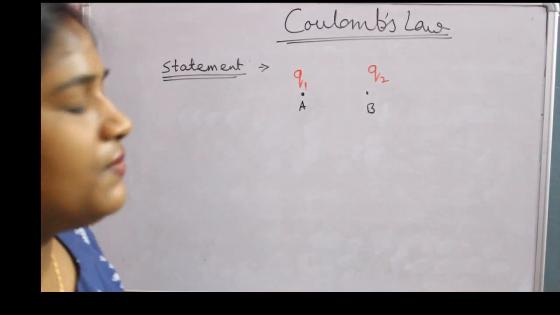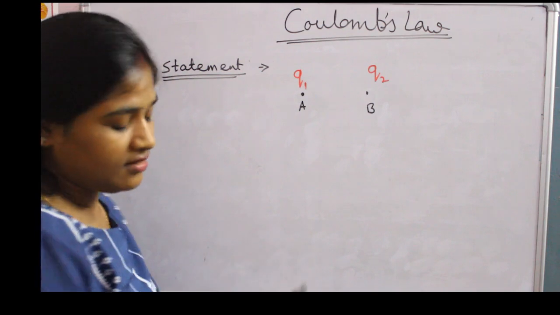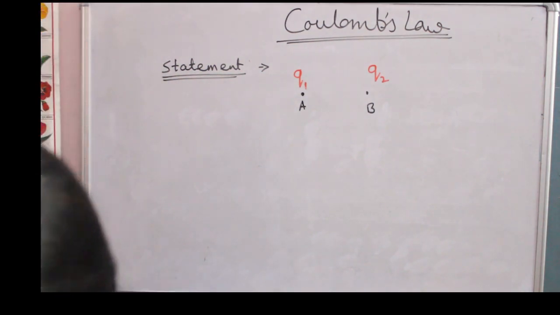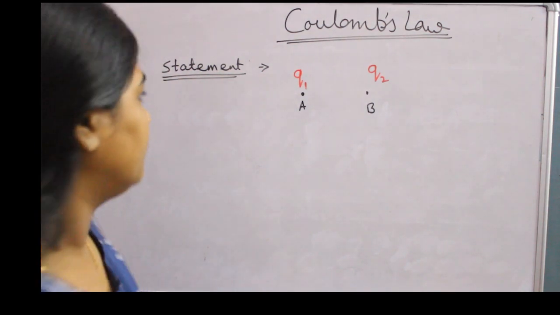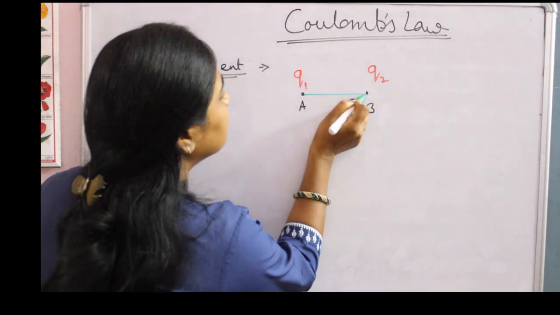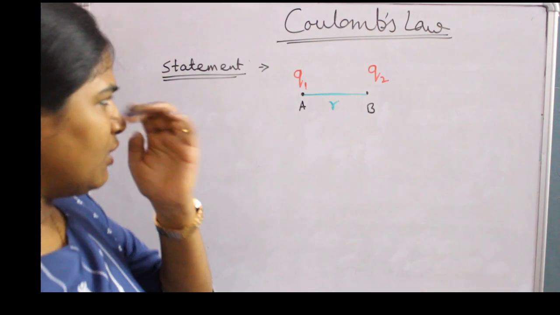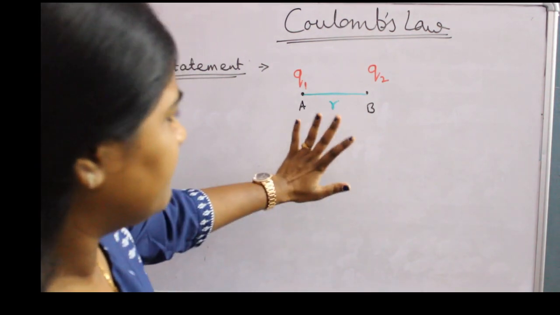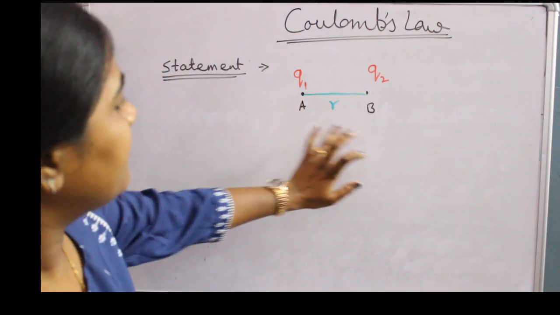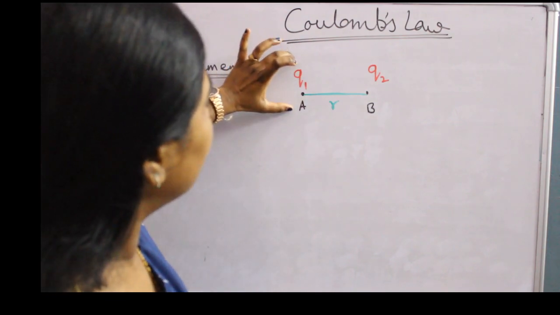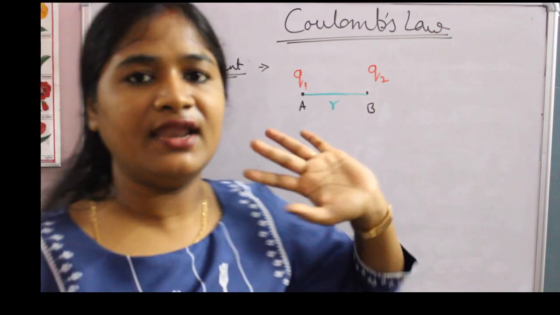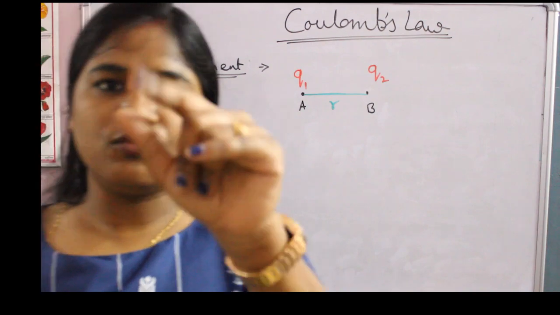Let the separation between the charges A and B be R. I'm not mentioning the direction, so it is just about the magnitude part. A and B are separated by distance R, and the magnitudes of the charges of A and B are Q1 and Q2. Quite clear? Now see, what did Coulomb say?